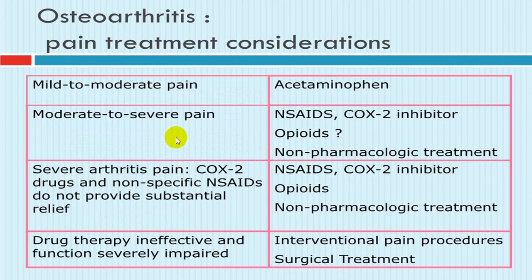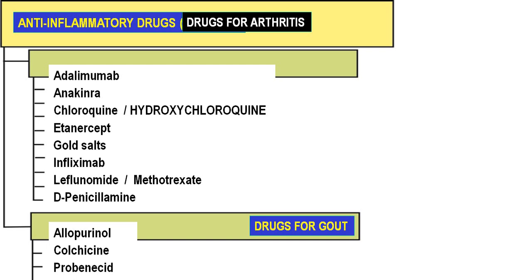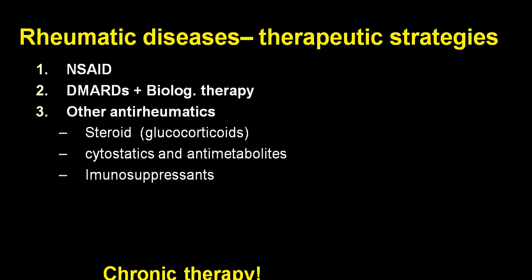In osteoarthritis, depending upon the severity of the pain, you can go right from paracetamol till surgical treatment. These are the drugs for what we call rheumatoid arthritis, that is DMARDs. So DMARDs you can utilize, and you can use glucocorticoids.